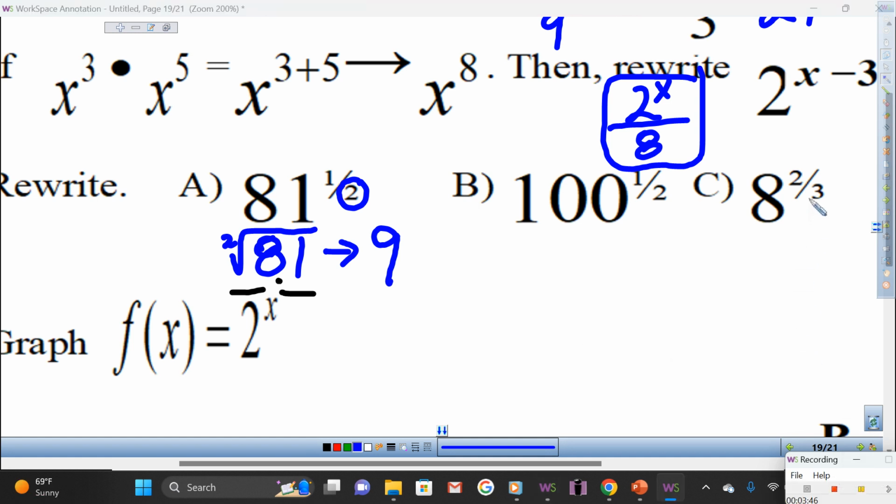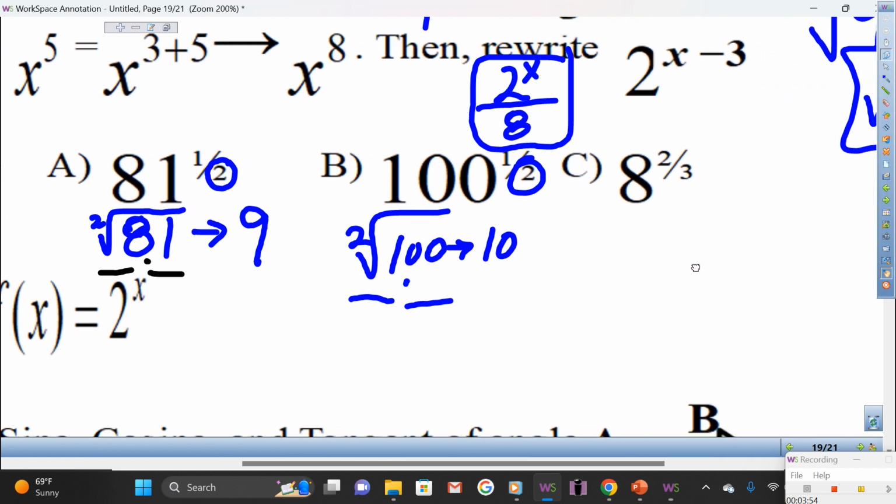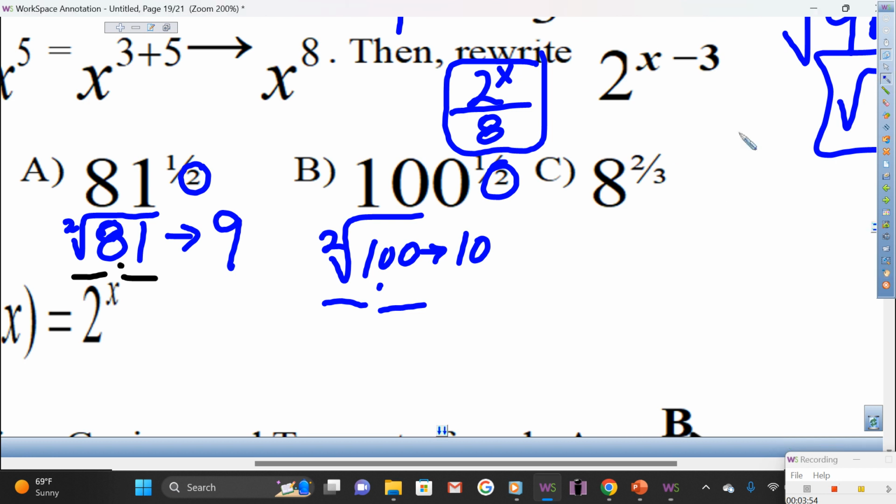All right. That means that 100 to the 1/2 is what, guys? 100 to the square root, which is what? 10. And once again, what's the rule? Well, the index is 2. That means what number times itself 2 times gives us 100. That is 10. However, look at part C. Do you see that it's not about the same?